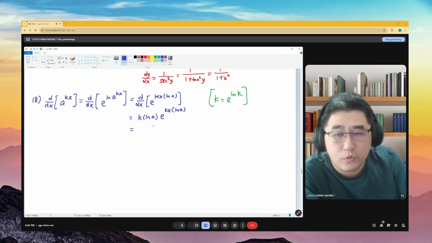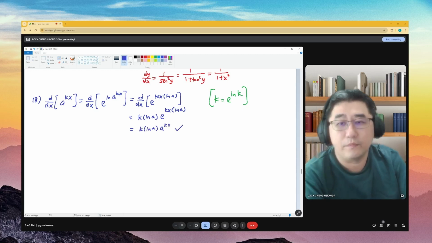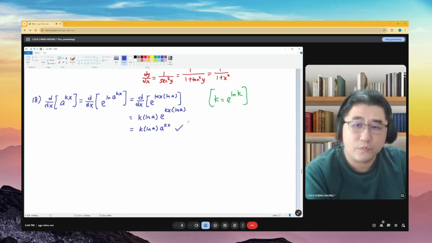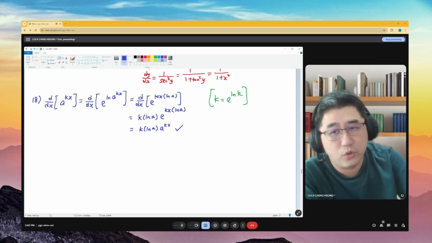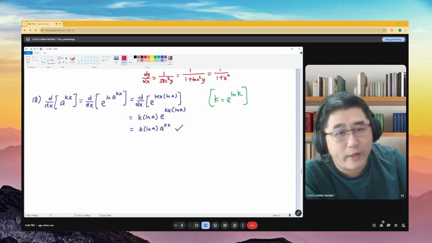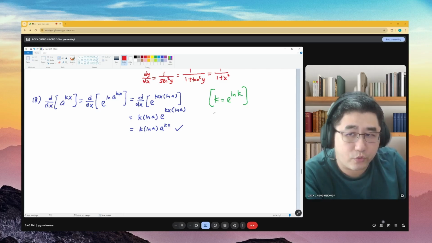Do you remember e^(kx) ln a is originally a^(kx)? So k ln a of a^(kx) is the answer. This is how we actually get the thing. You will be expected to know about the rules. We cannot memorize the answer, because we have different variations of the question.